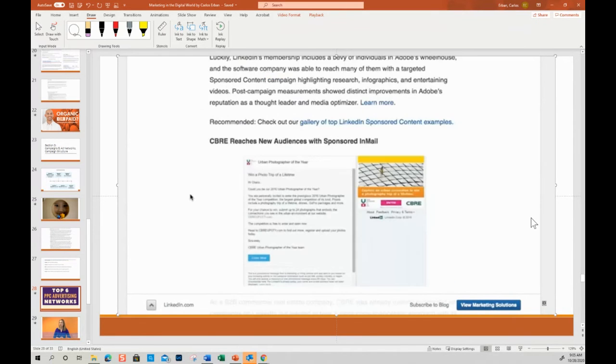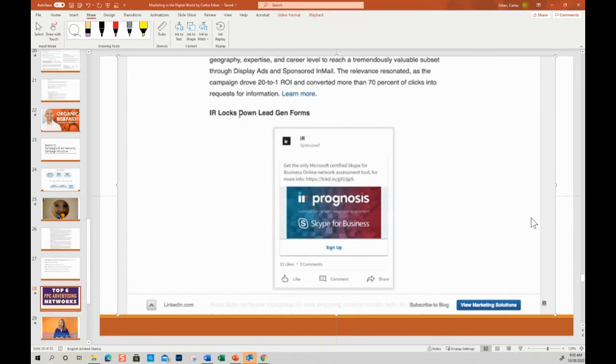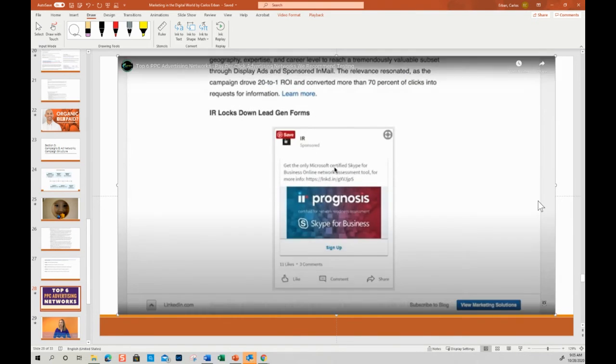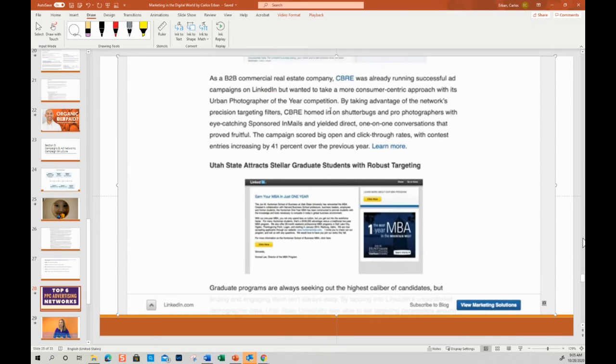Another ad that I liked here is lead forms. This says IR locks down lead gen forms: get the only Microsoft certified Skype for Business online network assessment tool, for more info. So I click sign up, add my email address, and they start sending me information. That's another example for LinkedIn. They have a lot of options with LinkedIn advertising. The one to note is that LinkedIn tends to be a little bit expensive, but it's because you are able to reach business professionals. You're not just reaching some random person browsing the internet. You don't go on LinkedIn by accident. It's really for people who are looking for jobs, looking for opportunities to grow their business, different things like that.